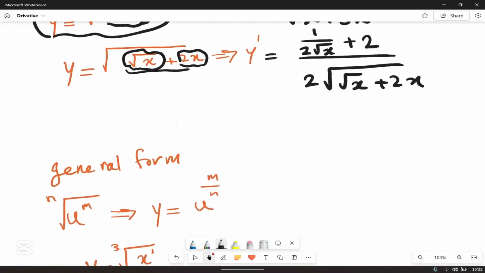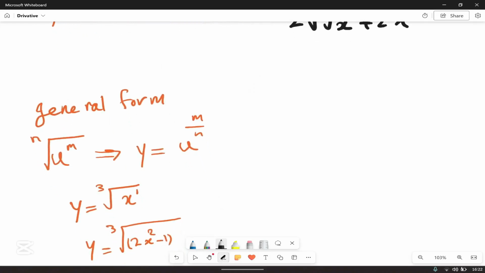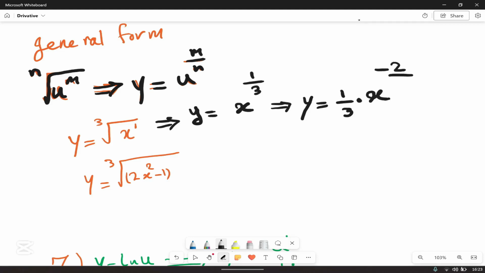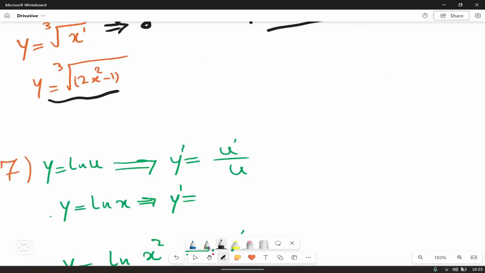If I change it and tell you the general form, it's the nth root of u to the power m. And what happened for this? It's so simple because we saw it previously, and we can write it like this: m over n. Yes, and after that we calculate our derivative. So I write it in this form, x^(1/3), and right now I'm going to calculate this: 1/3 as a coefficient, x^(-2/3). Please pause the video and solve this, guys.